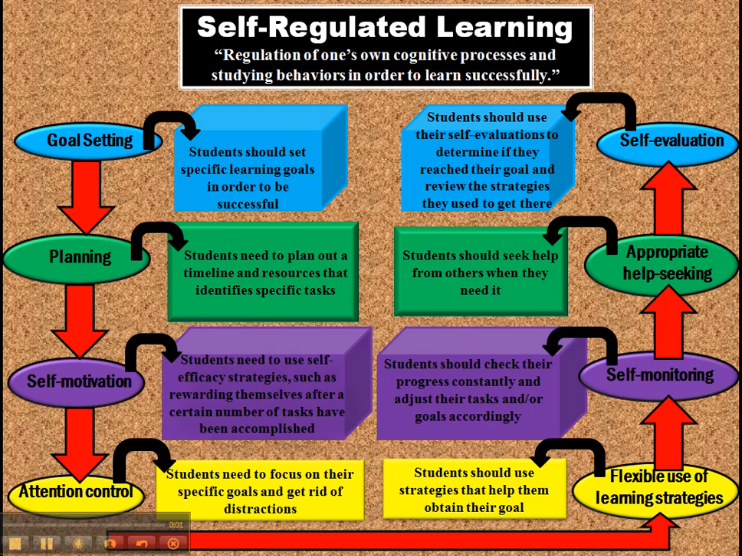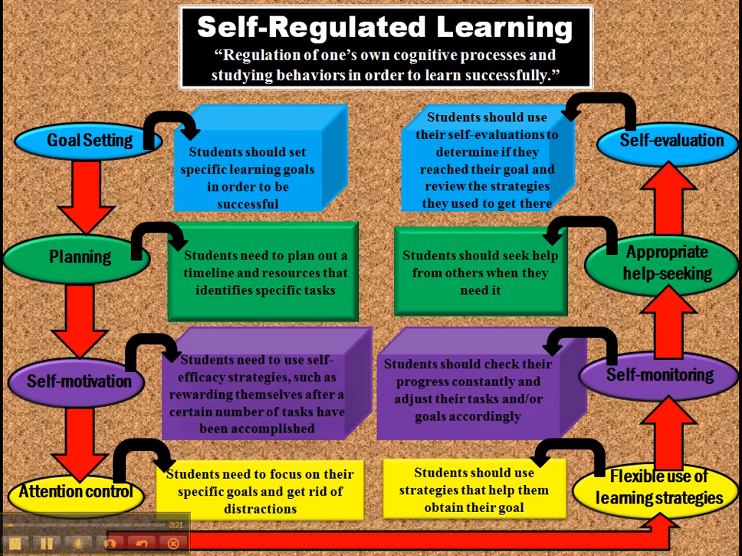Hello, this is my self-regulated learning concept map for the social cognitive theory. First, I'll start out with the definition of self-regulated learning, which is the regulation of one's own cognitive processes and behaviors in order to learn successfully.